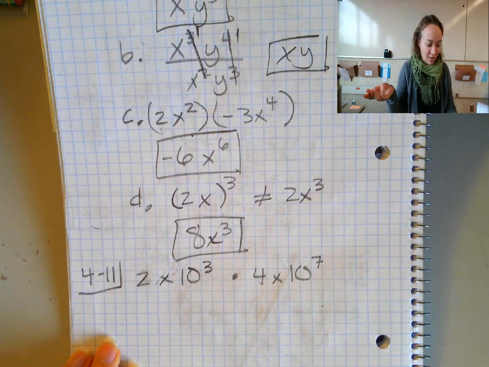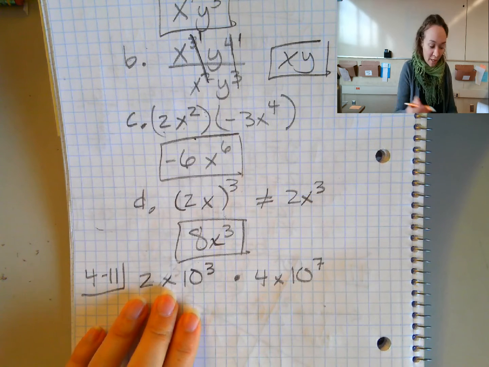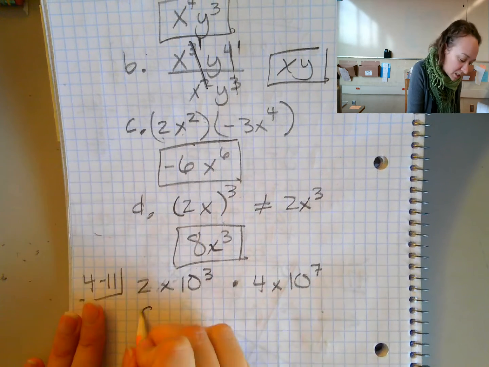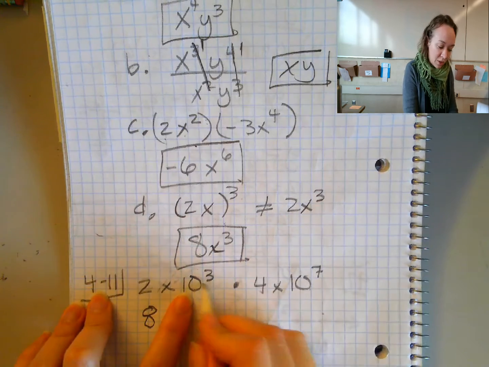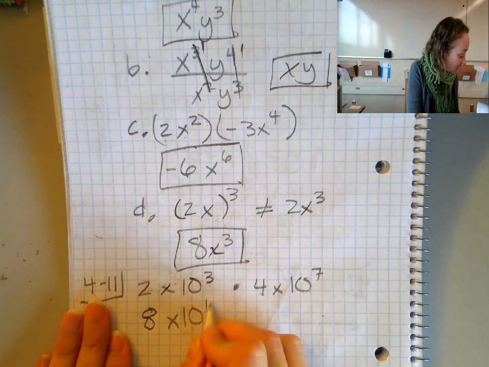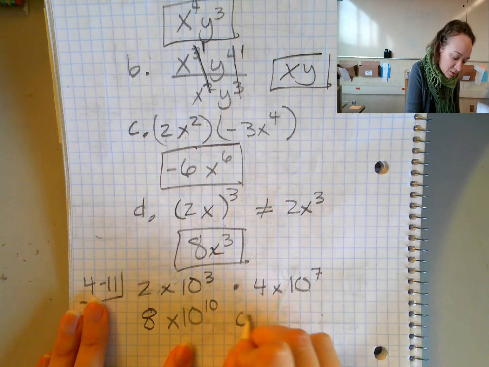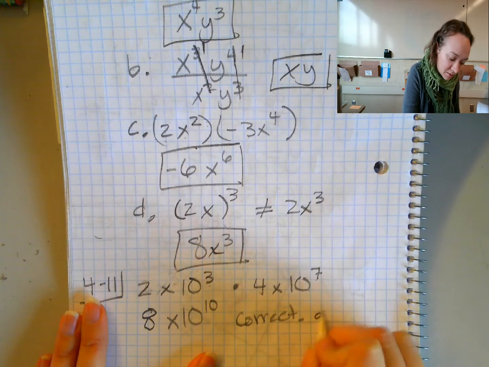Let's try it and see if that's what we get. So I remember I told you that when we're multiplying, we just have to multiply parts, right? So the 2 times 4 gives us 8. And then 10 to the 3rd times 10 to the 7th. Well, multiplying would mean we would add those exponents, so that'd be 8 times 10 to the 10th. So Cadell is correct. Good job, Cadell.